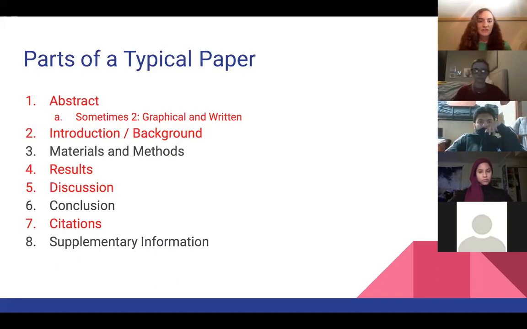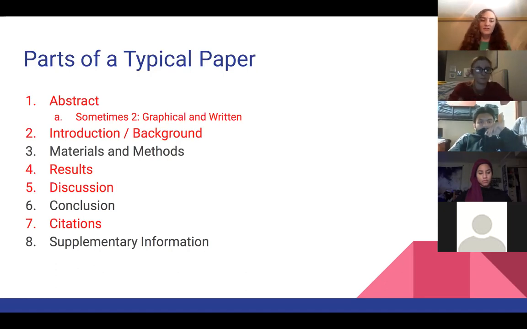Materials and methods. This section usually gives enough information so that if someone else wants to come back and do the same experiments as the paper, it tells you what you need and what they did exactly. The results are just like it sounds. It tells you what they learned from collecting their data. The results tell you the exact numbers, and the discussion explains the results. It tells you their interpretation and what it means.